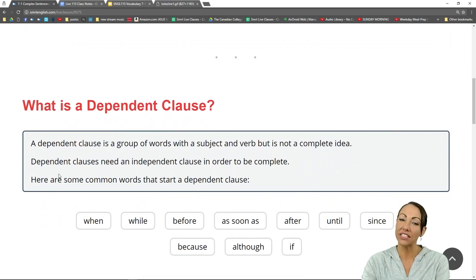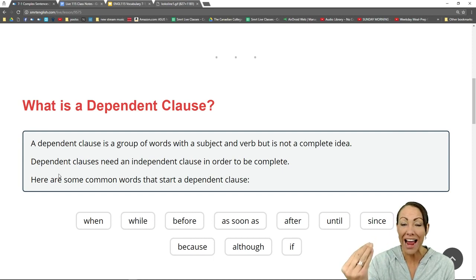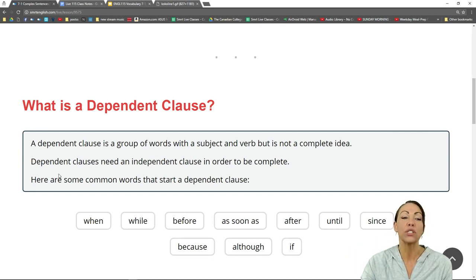A dependent clause is a group of words that has a subject and a verb, but unlike our simple sentence, it's not a complete idea. Even though it has the subject and the verb, it's not a sentence because it doesn't give us in total a complete or full idea. So dependent clauses, they need an independent clause in order to be complete.